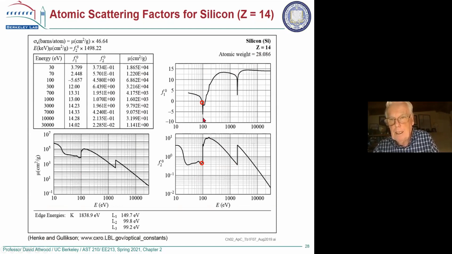And the absorption in silicon, this is right near the absorption edge, which is 99 eV. So for photon energies below that absorption edge, although it's got 14 electrons, it's absorbing like there's only 1 electron absorbing. Okay, and it's scattering like nothing. But when you get up, anyway, so that's good. For silicon, it's almost like it's not there.